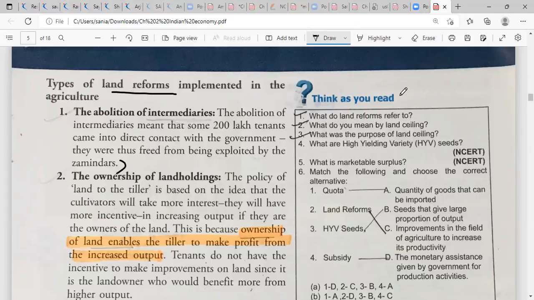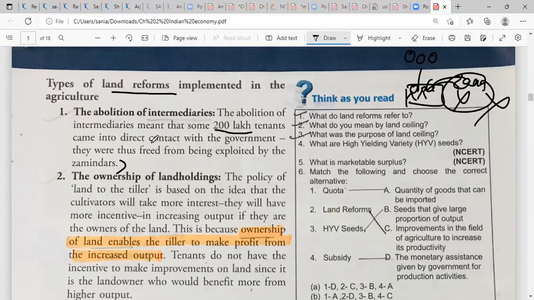So earlier, what was happening? In the agriculture sector, zamindars were in charge, right? They used to take tax and they were doing nothing. But now, if I remove this system, then there are no zamindars. Then the people who are working here come directly into contact with the government, right? So first, abolition of intermediaries. The abolition of intermediaries means that 200 lakh tenants came directly into contact with the government. They were thus freed from being exploited by the zamindars.